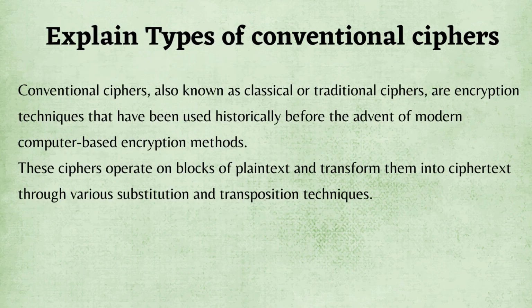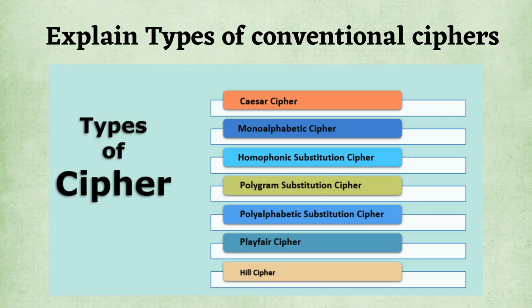Conventional ciphers, also known as classical or traditional ciphers, are encryption techniques that have been used historically, before the advent of modern computer-based encryption methods. These ciphers operate on blocks of plaintext and transform them into ciphertext through various substitution and transposition techniques. The types of ciphers diagrammatic view is as follows.